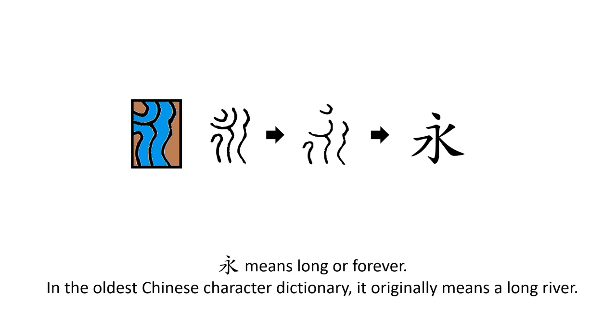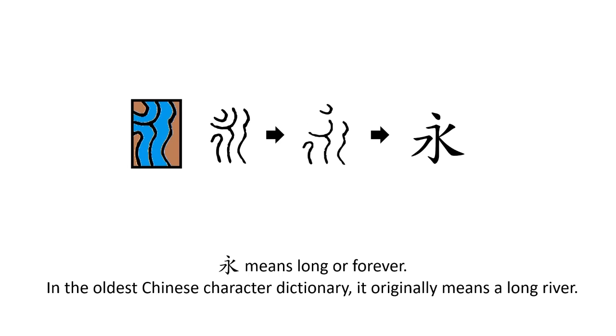In the oldest Chinese character dictionary, it originally means a long river. As you can see from the left picture, it is actually the ancient version of Yong. After thousands of years, it has transferred into the one we are using now.